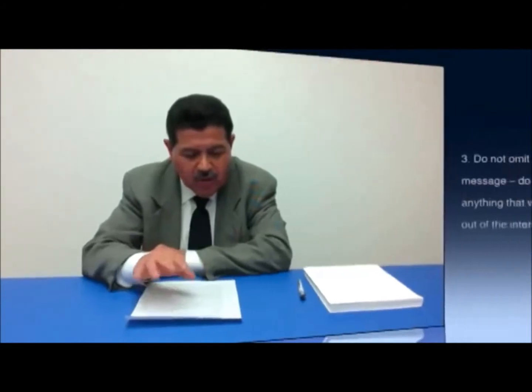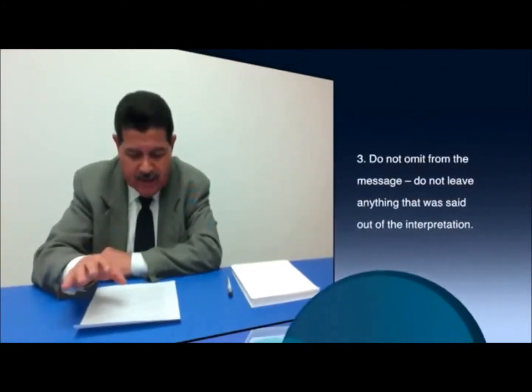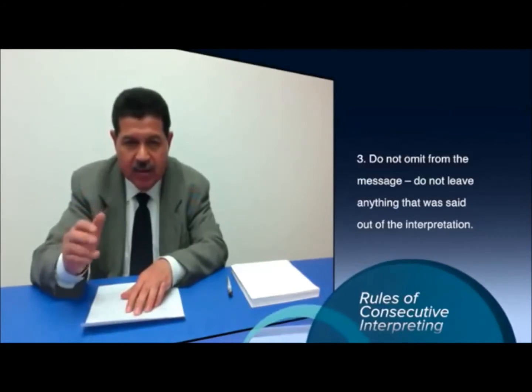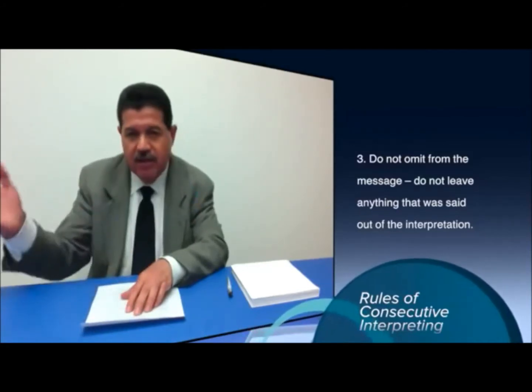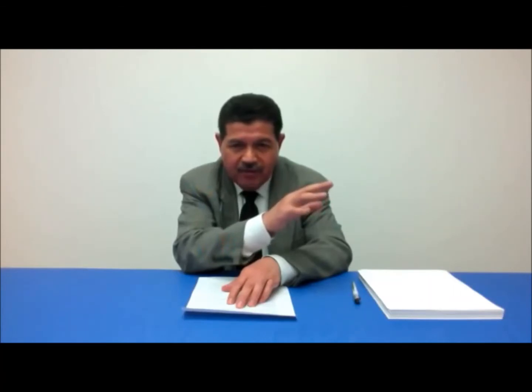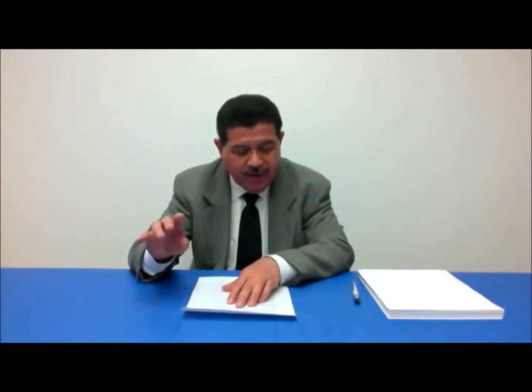Number 3, do not omit from the message. Do not leave anything that was said out of the interpretation. So if the message has 6 thoughts, then my interpretation must have 6 thoughts as well, not 3 or 4 or 5. So number 3, do not omit from the message. Do not leave anything that was said out of the interpretation.